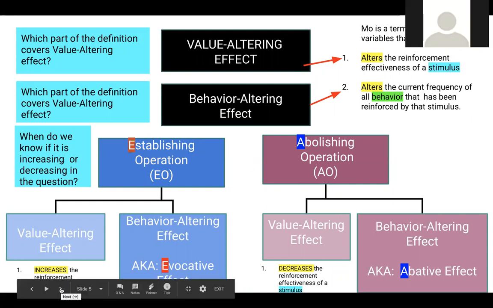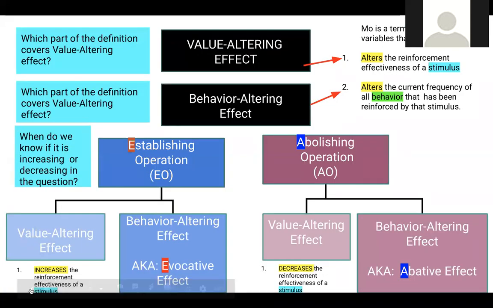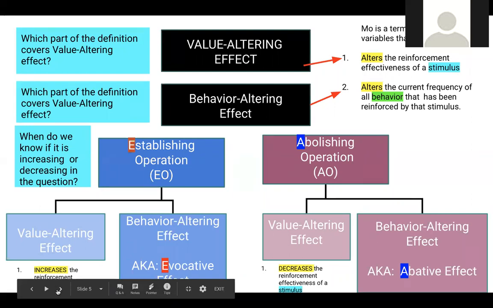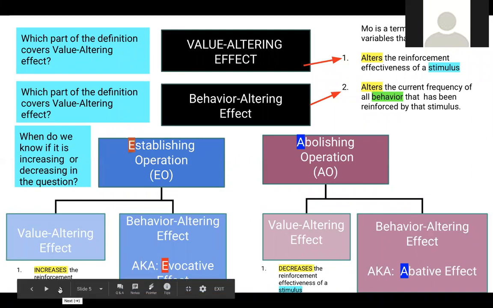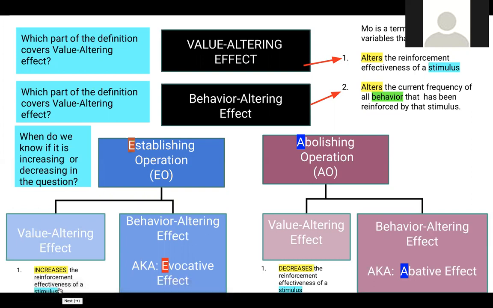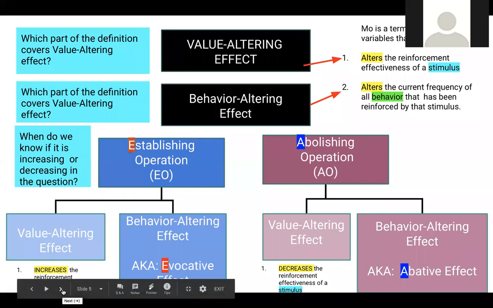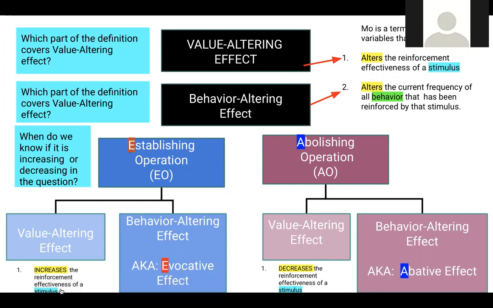So another way to look at it, if you're thinking about establishing, if you say EO is always increasing, AO is decreasing. So now we get that taken care of. And then when you look under value altering effect or behavior altering effect, if you look at the definition, the one that's talking about behavior, that's your clue. They're talking about behavior altering effect, not value altering effect, if that makes any sense.